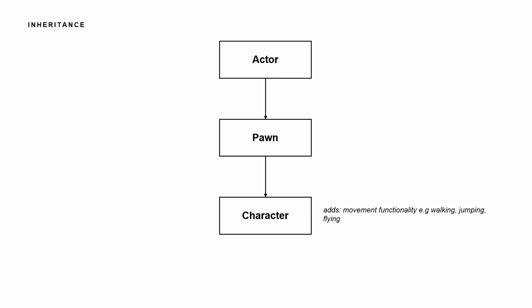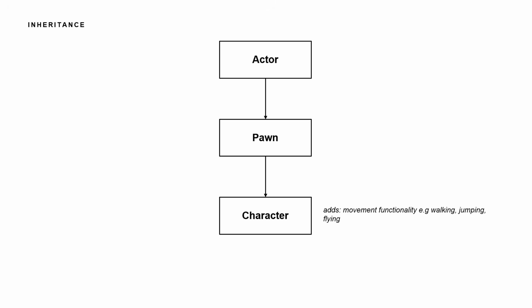A child Blueprint class will inherit all of the functionality of the parent Blueprint class, but it can also have additional functionality that the parent doesn't have. For example, the Character Blueprint is derived from the Pawn Blueprint, but it has additional functionality that the Pawn Blueprint doesn't have. It can move, it can jump, it can fly. This logic does not exist in the Pawn Blueprint, but exists in the Character Blueprint. With that in mind, I can now explain casting.